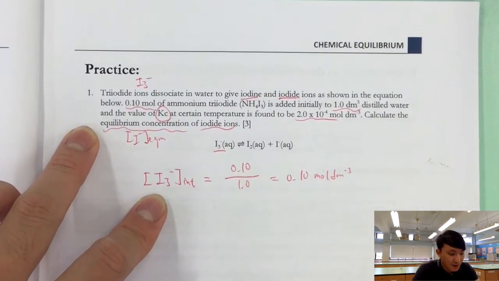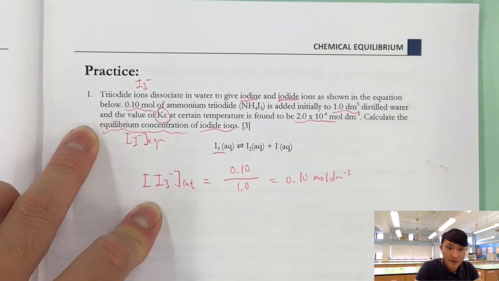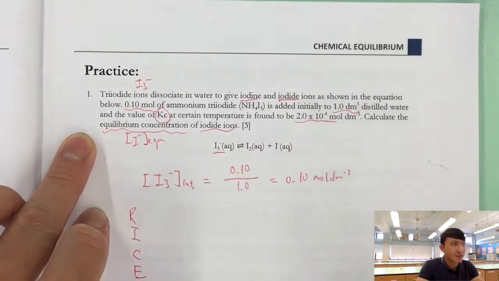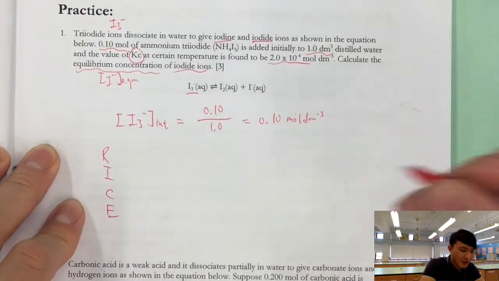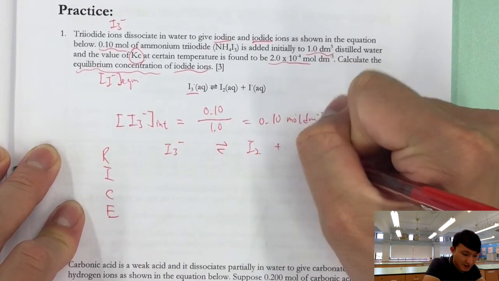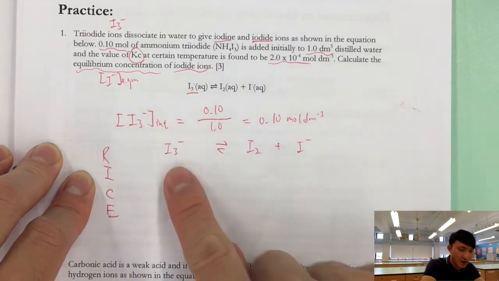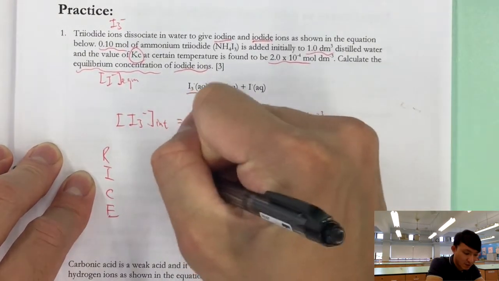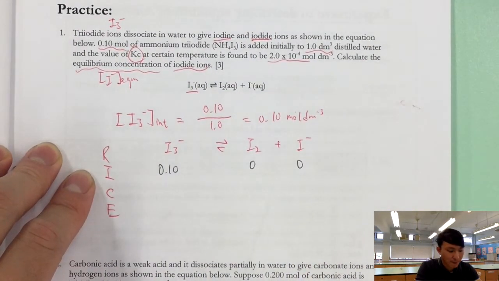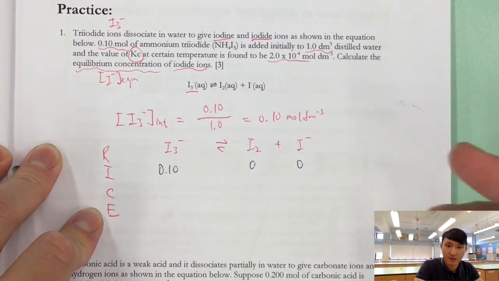Okay. Now, no more concentration we need to work on. Let's put up the RICE table. So RICE. Now reaction, again we will copy it one more time. Okay. So we are able to have the triiodide ion concentration in the beginning, 0.10. We don't have any iodine, we don't have any iodide. Now, changes, equilibrium. We don't have these numbers, we don't have these data.